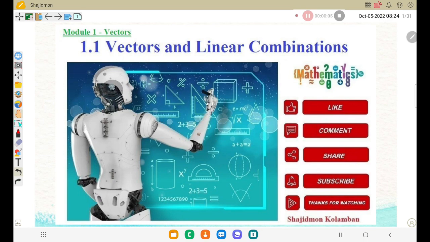Today we are discussing a topic from the course Mathematics for Computing.